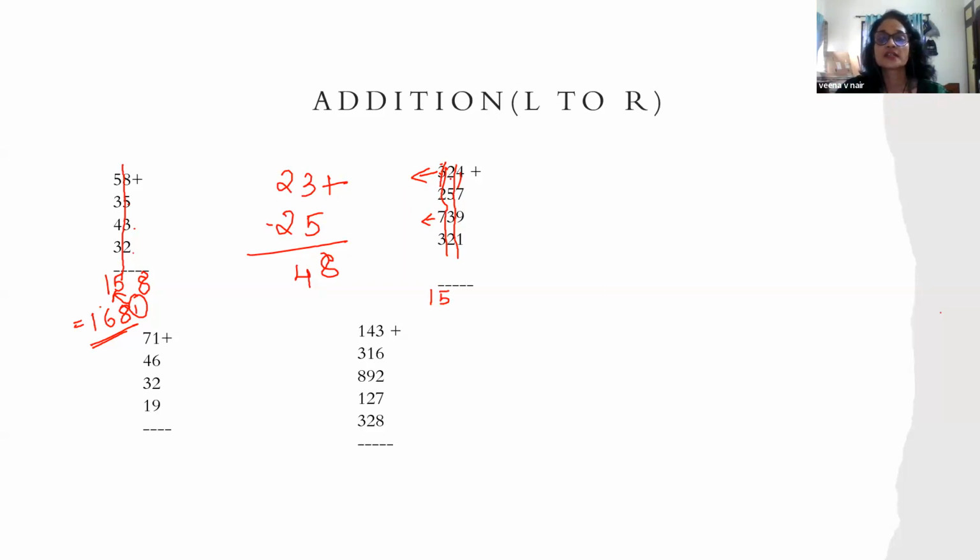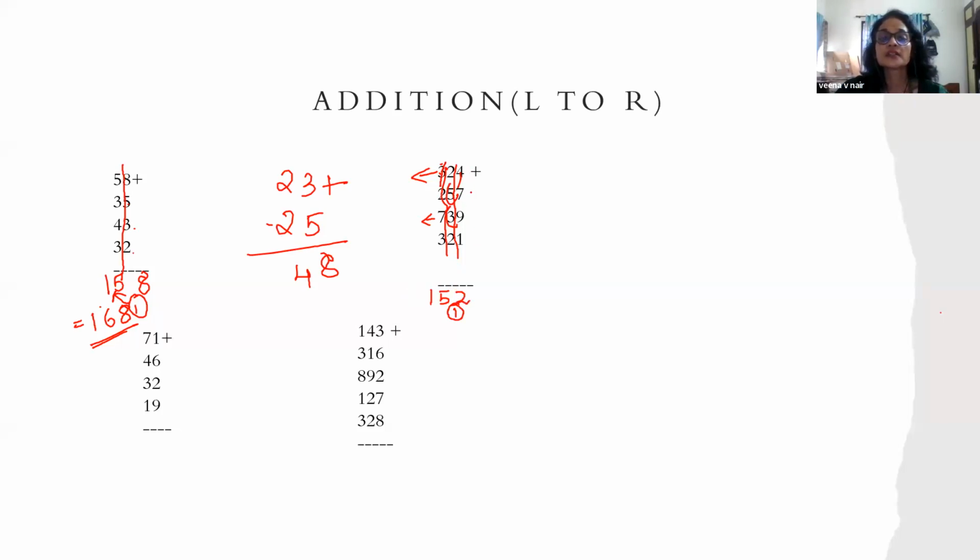Next. Can we look for tens here? 5, 3, 5, 2, I think so. 3 plus 5 is 8. 8 plus 2, 10. 10 plus 2, 12. Again, we write it as 12.